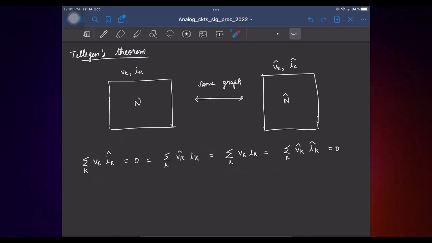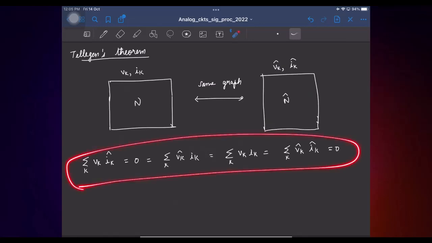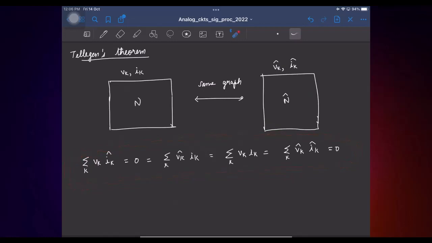And please recollect, the only thing that needs to be satisfied to get this result is only KCL and KVL. So basically any lumped electrical network where KCL and KVL are valid, you can basically apply this. And of course, it's not necessary that the two networks need to be similar. That is, this can be LTI, this can be time varying, non-linear, anything, right?